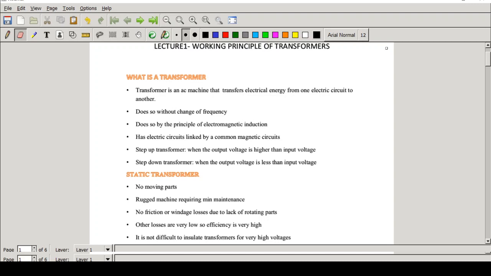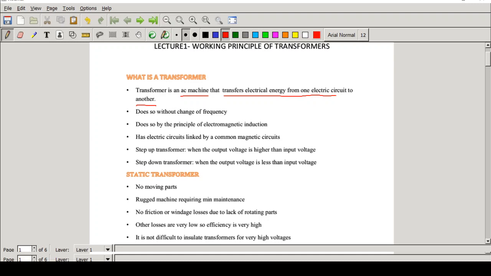It is also a machine, but this is an AC machine. Okay, so a transformer is an AC machine. So what is the purpose of using this transformer? It transfers electrical energy from one electric circuit to another, which means unlike the motor and generator, which convert either mechanical power to electrical power or vice versa, transformers are not energy conversion devices. They are energy transfer devices.